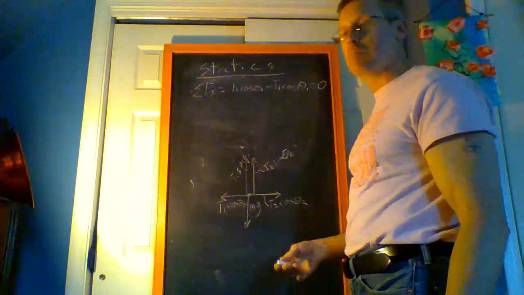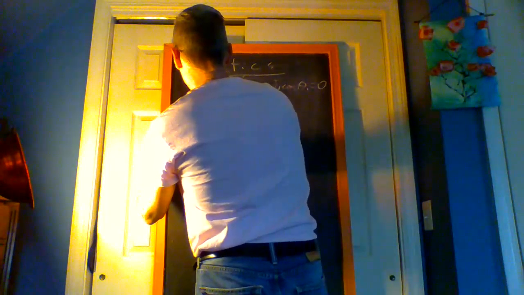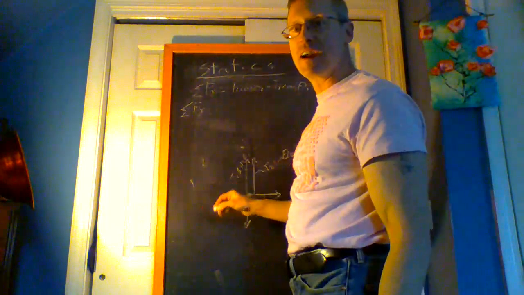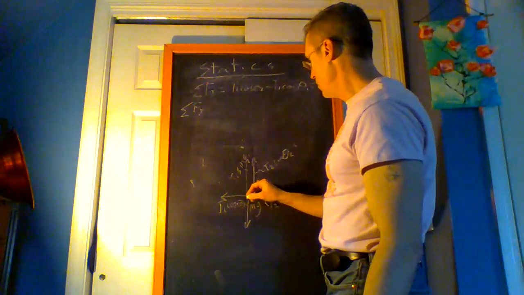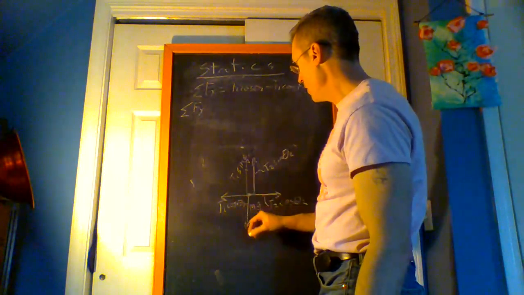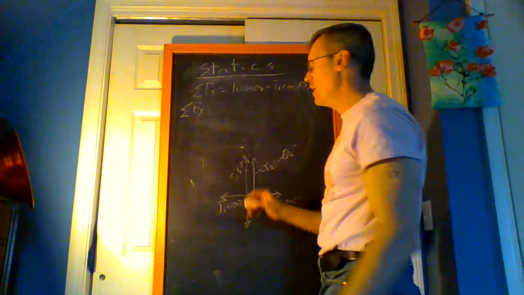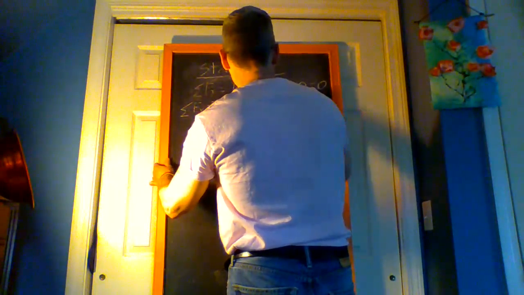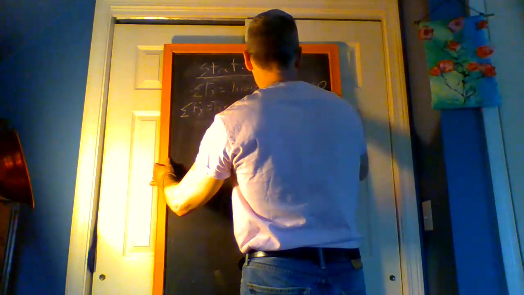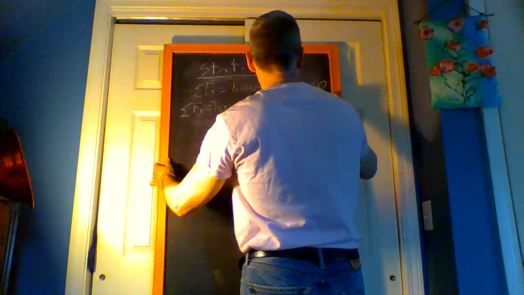Okay. In the y direction, when I sum up the forces in the y direction, I get this, right? I have T2 and T1 going up, and then I have mg going down, so it's T2 sine theta 2 plus T1 sine theta 1 going up minus mg, and that's equal to 0.